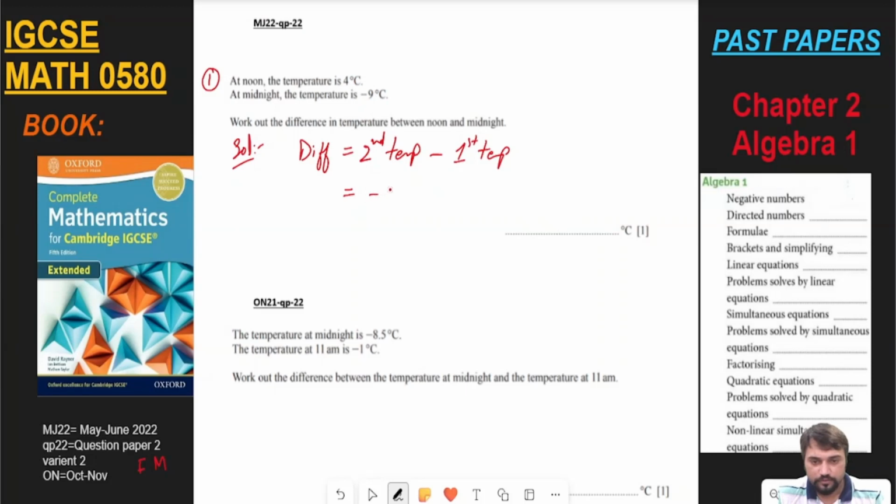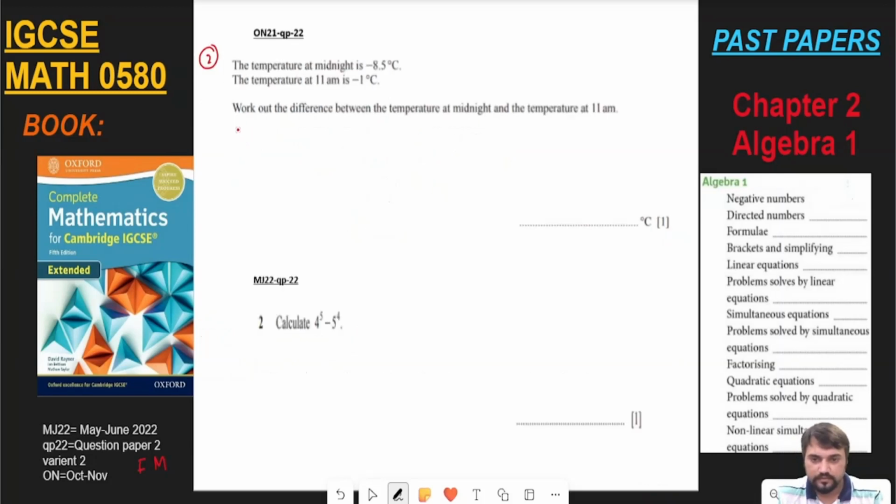So I'm just going to write the number, that is minus 9, and this minus remains the same. First temperature is 4 degrees Celsius. So we need to add them. Minus 9 minus 4 is equal to minus 13. This is our answer, minus 13 degrees Celsius. Now moving toward the next question.